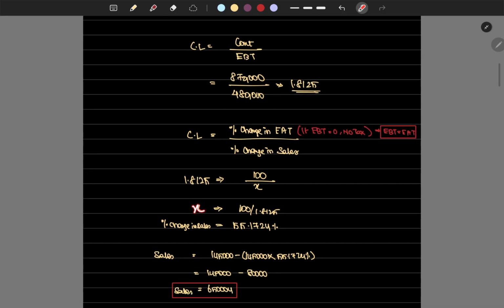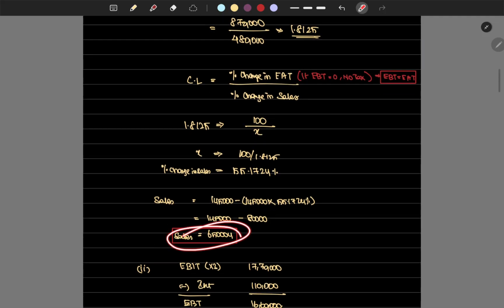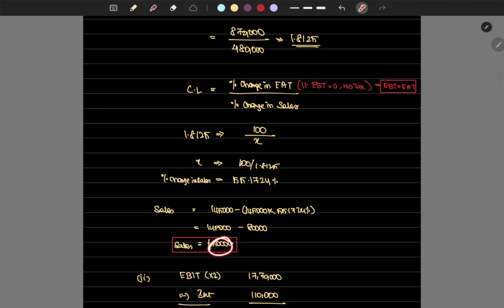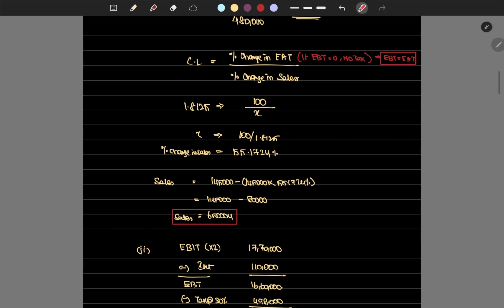So we got the value: change in sales is 55.1724 percent. The sales units is 1 lakh 45,000, so 1 lakh 45,000 into 55.1724 percent, the change in sales, has to be netted off. We will get the sales at this level, where the EBT gets 0. That's what we are inferring here.